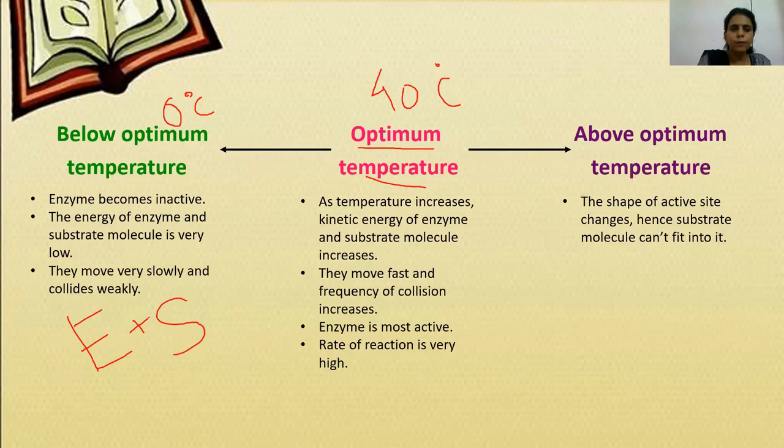Now, what happens because of the increase in kinetic energy? The frequency of collision between them increases. Their kinetic energy is increasing, so they will move very fast, and as they move faster, the chances of collision between them also increase.